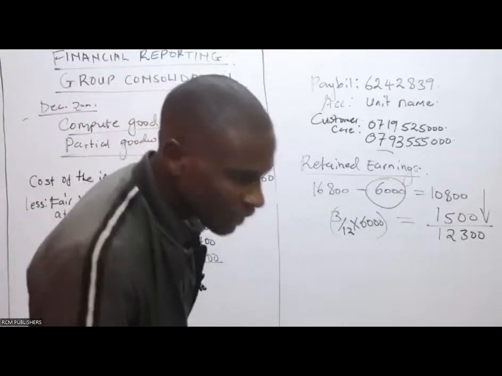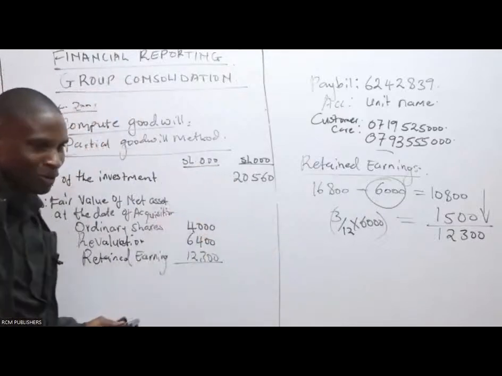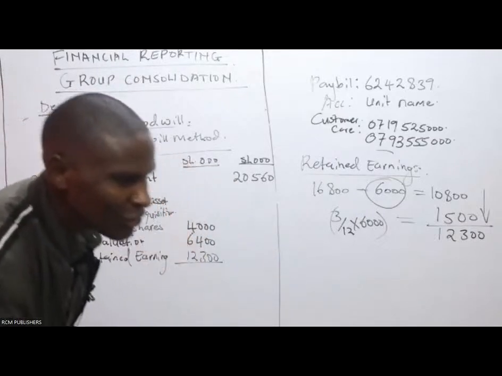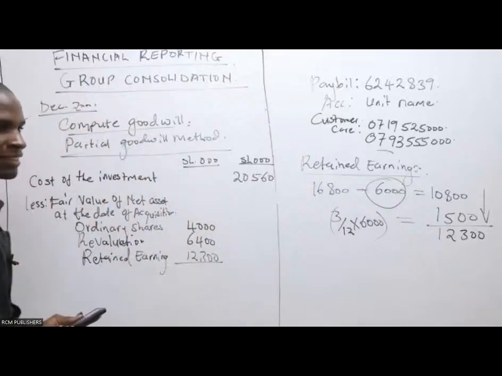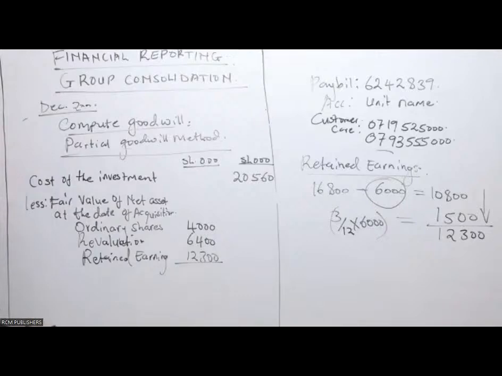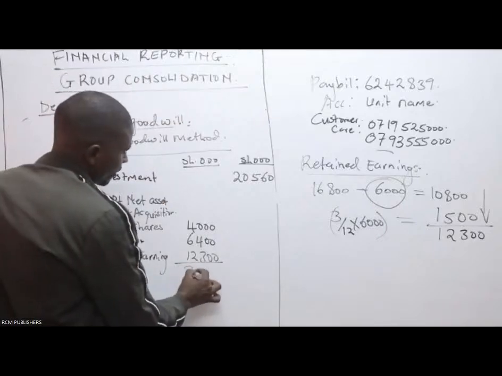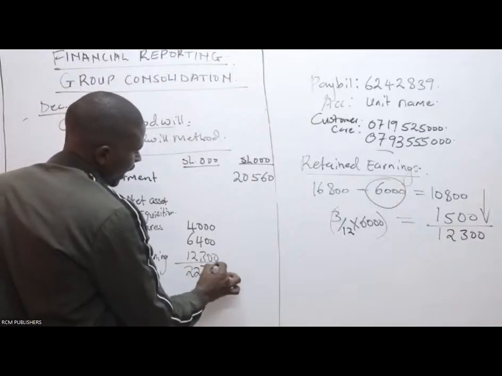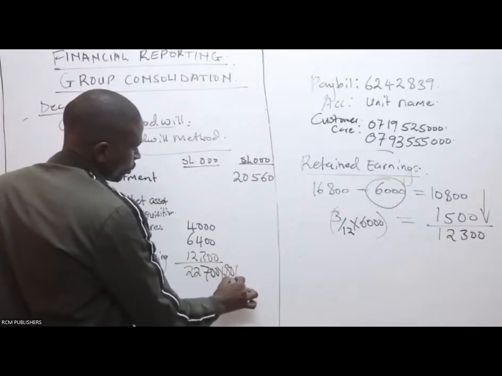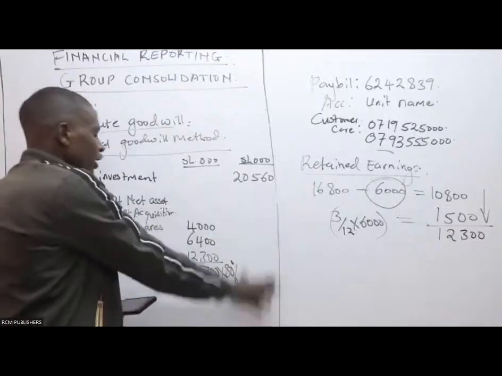Yes, Mavi. Thank you very much. Yes, it is 80%. Give me the total here. 22,700 times 80%. As the company, we are taking 80%. So give me the 80.